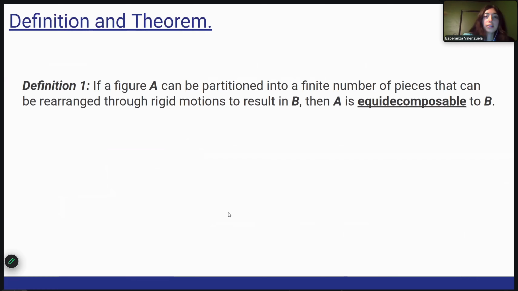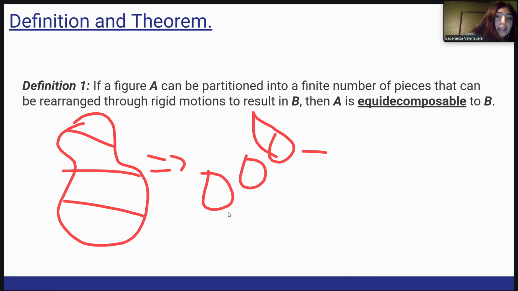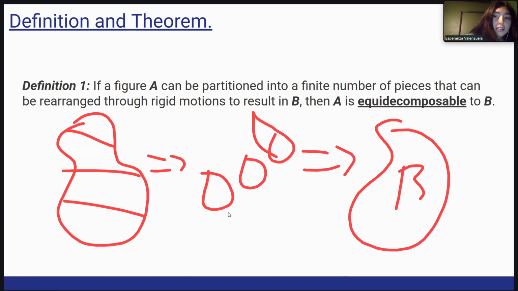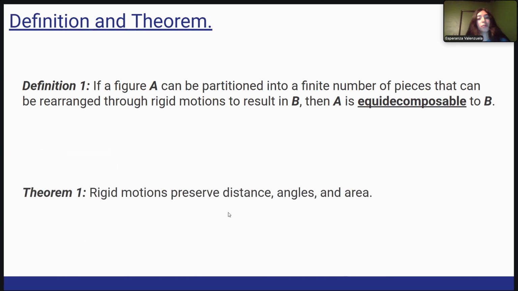Now we will dive into a definition and theorem. Definition 1 is that if a figure A can be partitioned into a finite number of pieces that can be rearranged through rigid motions to result in B, then A is equal decomposable to B. And just to remind you guys, rigid motions are things like translations, reflections, or rotations. So suppose we have a figure A, and we dissect it into pieces, and we can rearrange those pieces to form B, then we can say that A and B are equal decomposable. And theorem 1 is that rigid motions preserve distance, area, and angles.